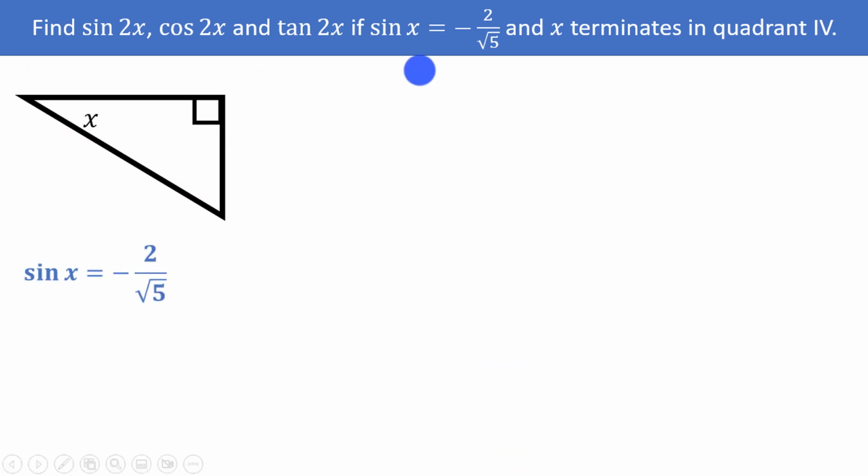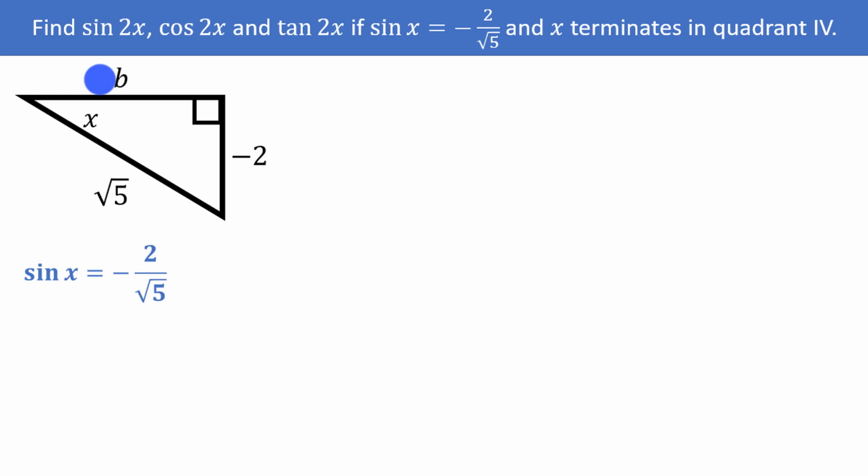We are told in the problem that sine of x is equal to negative 2 over the square root of 5. We know that sine is opposite over hypotenuse, so the opposite side must be negative 2, and the hypotenuse must be the square root of 5. We know to attach the negative sign to the opposite side because we are in quadrant 4, where the y-coordinate is negative. We need to solve for b so that we can find the remaining trigonometric ratios.